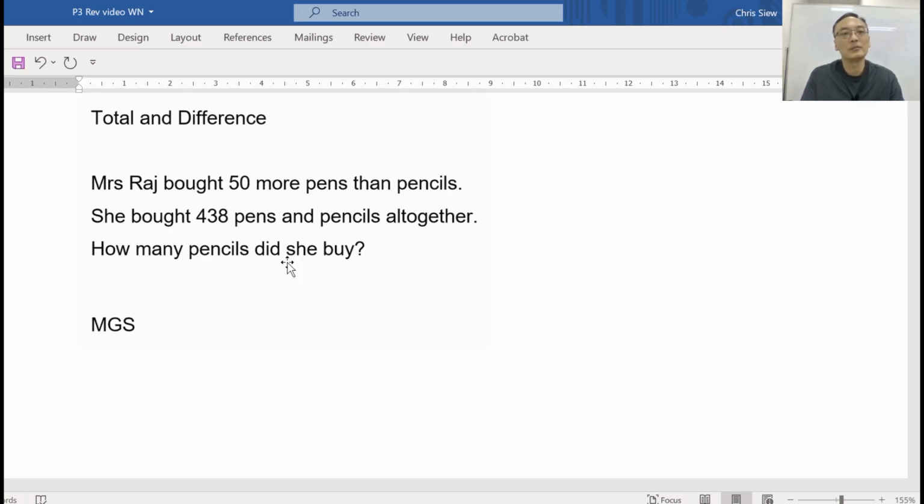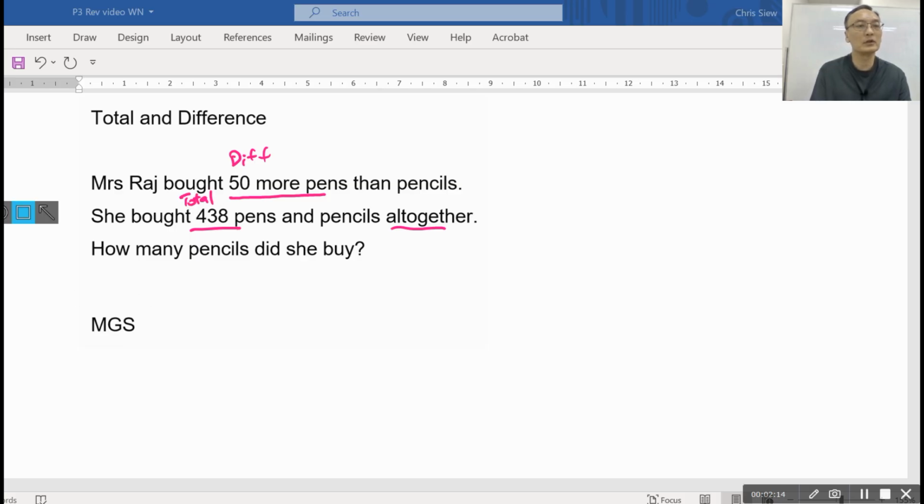Mrs. Raj bought 50 more pens than pencils. She bought 438 pens and pencils altogether. How many pencils did she buy? Right? So after reading the question, let's underline some of the key words. Here, we know that the number of pens is more than the pencils by 50. So this is the difference. And she bought 438 pens and pencils altogether. So then we know that this number is the total.